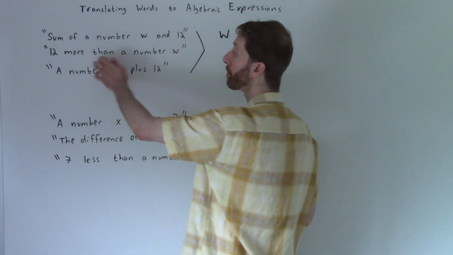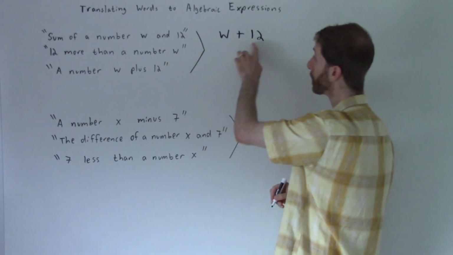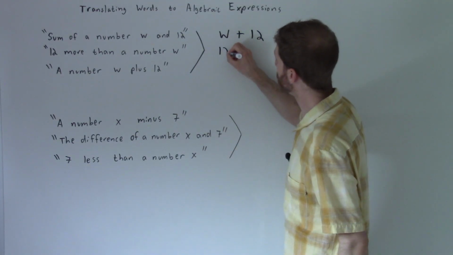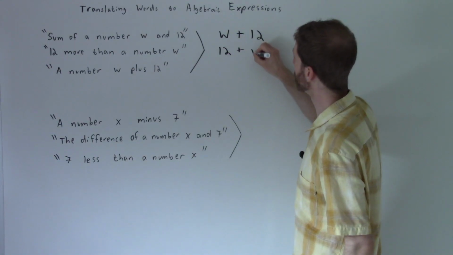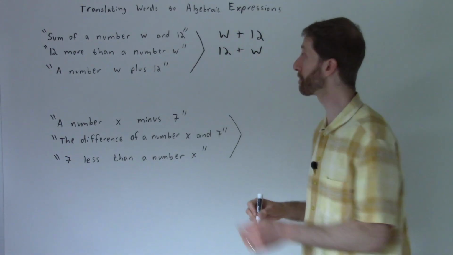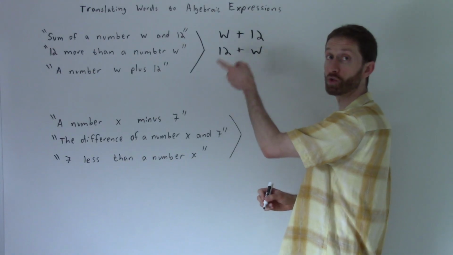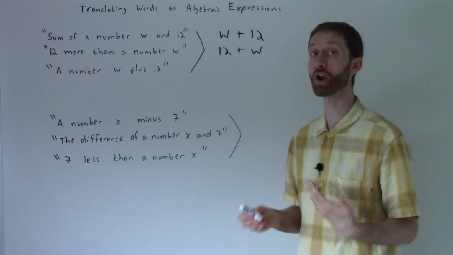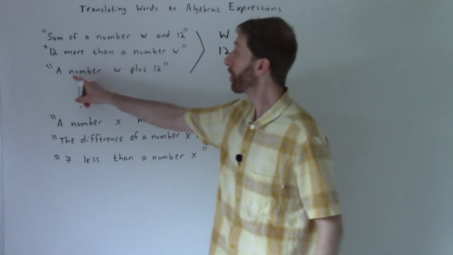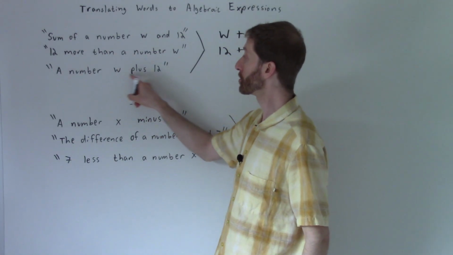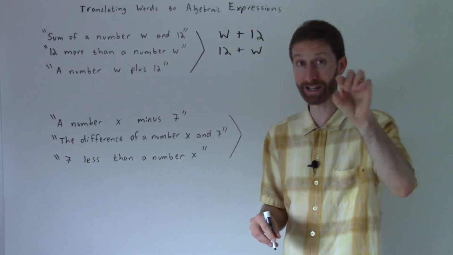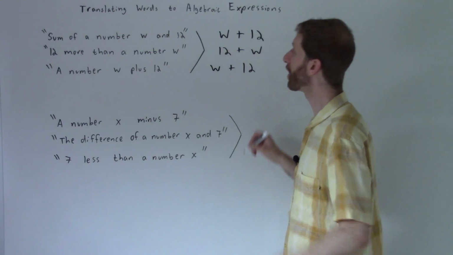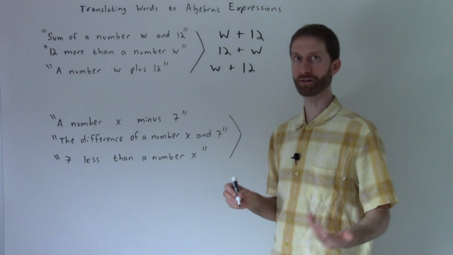This says 12 more than a number W. You could also write that as 12 in addition to the number W, just like that. But with the commutative property, we know that 12 plus a number is the same as a number plus 12. So it does not matter which order you write it in. Now, with this problem, a number W plus 12, that's literally translating left to right. So they all mean W plus 12.